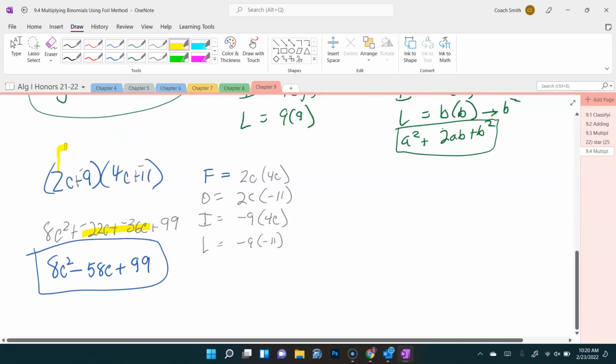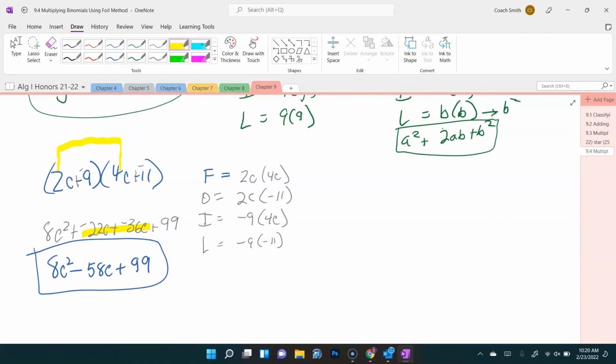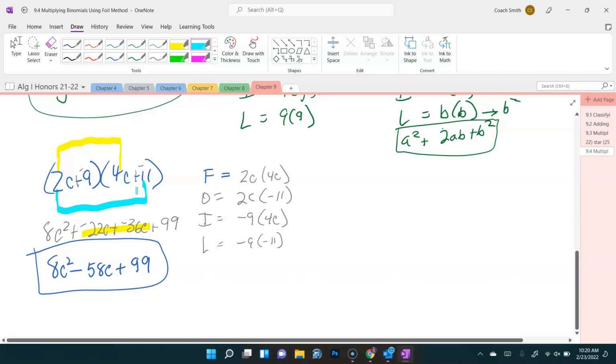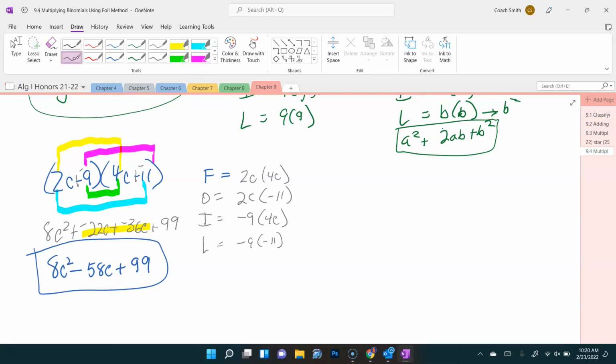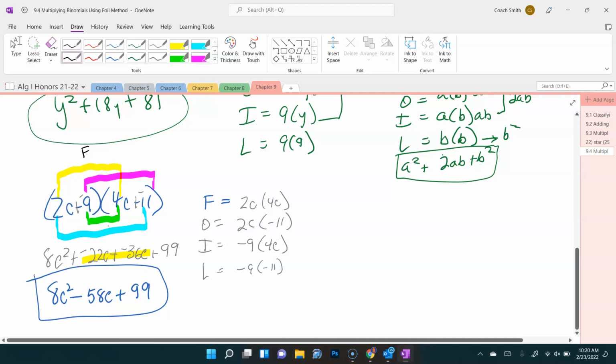Remember, first times first, outer times outer, inner times inner, and last times last. So this is our first. This is our outer. This is our inner. And that's our last. Put that FOIL in the actual.